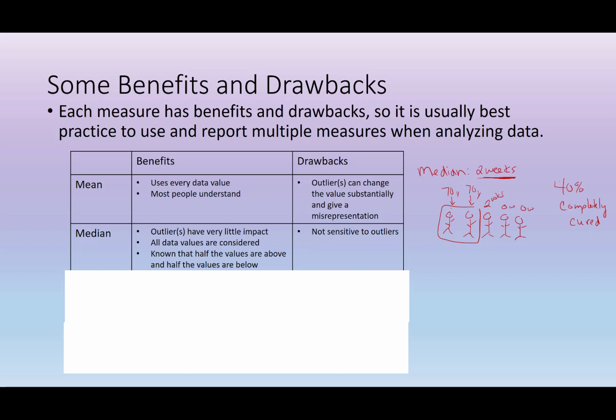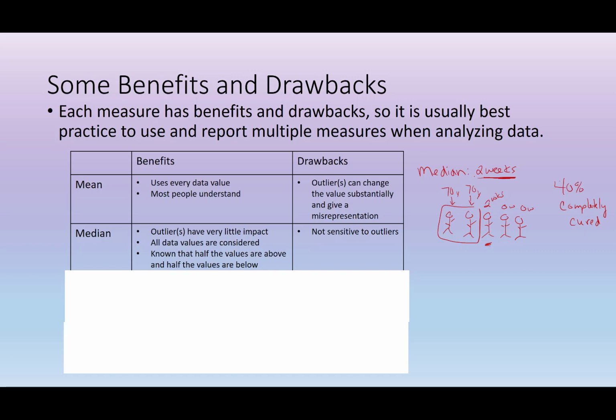So their life increase, let's say it's 70 years that their life is increased by. And then let's say that the next person's life was increased by 2 weeks. The third person's life was increased by 0 weeks, and the fourth person's life was increased by 0 weeks. Well, if we only look at the median, that's where we come up with our individual of 2 weeks.